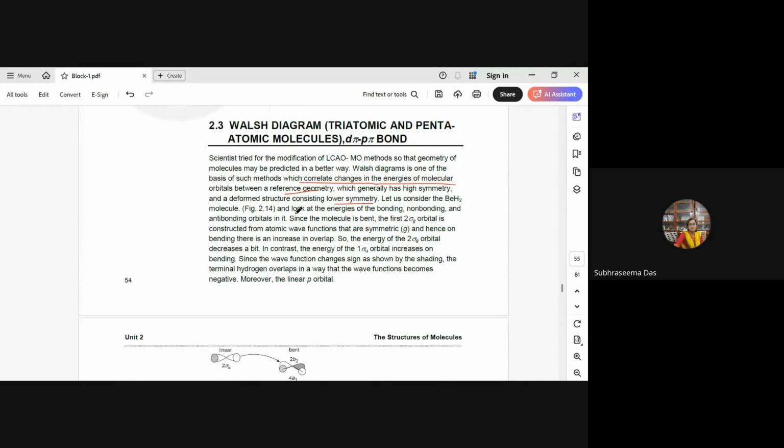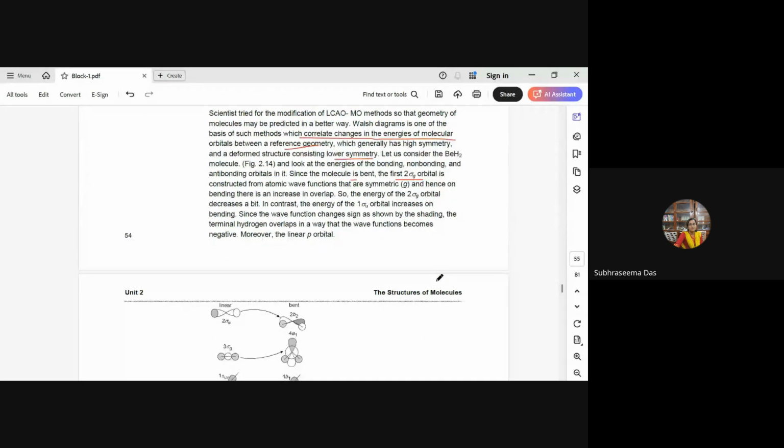So we will look at the energies of the bonding, non-bonding and anti-bonding orbitals in it. Now this molecule is bent. The first 2σg orbital is constructed from the symmetric gerade atomic wave functions, and hence on bending there is an increase in overlap. So the energy of the 2σg orbital decreases.